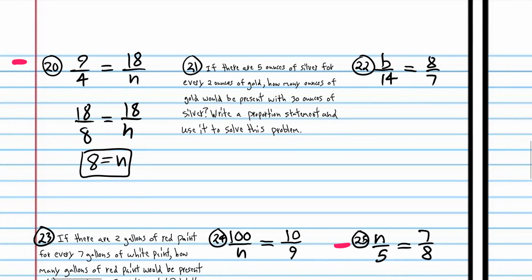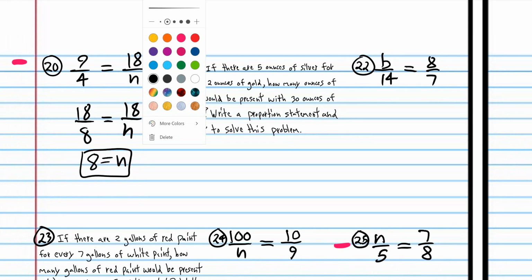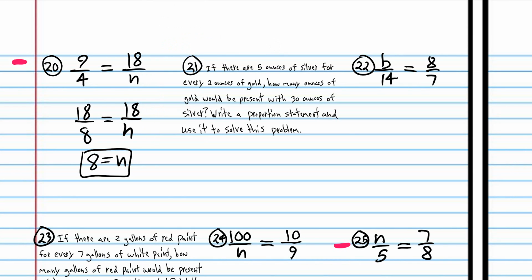So let's try number 21. Why don't you try number 21 on your own? And it's the same type of problem. You're going to have to multiply both sides of the fraction instead of dividing both sides of the fraction. But remember, you have to set up your proportion statement and make sure that the units are the same in both numerators of the fraction and the denominators of the fraction. So try that problem, and when you come back, we'll do it together.